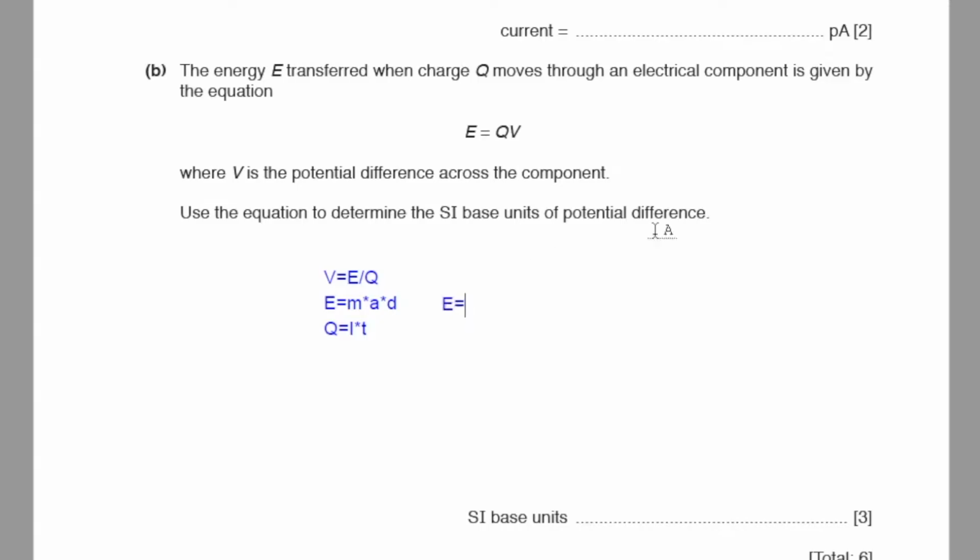E is equal to, the unit for mass is kilograms multiplied by the unit for acceleration, meters per second square, and the unit for distance is meters. Q is equal to, the unit for current is amperes into the unit for time is seconds. So kilograms into meters per second square into meters divided by ampere into second. This gives us V is equal to kilogram into meter square.